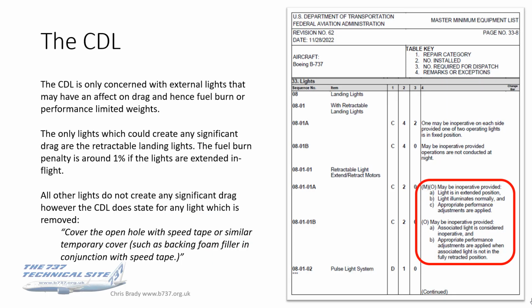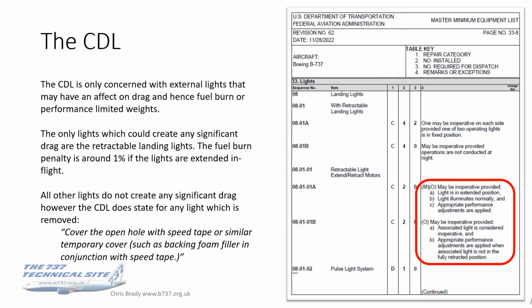The CDL, unlike the MEL, is only concerned with external lights that might have an effect on drag and hence fuel burn or performance limited weights. And the only lights really which could create any significant drag are the retractable landing lights, for those aircraft that have them, obviously your pre-2015 aircraft. The fuel burn penalty is around 1% if the lights are extended in flight. All the other lights don't create any significant drag.